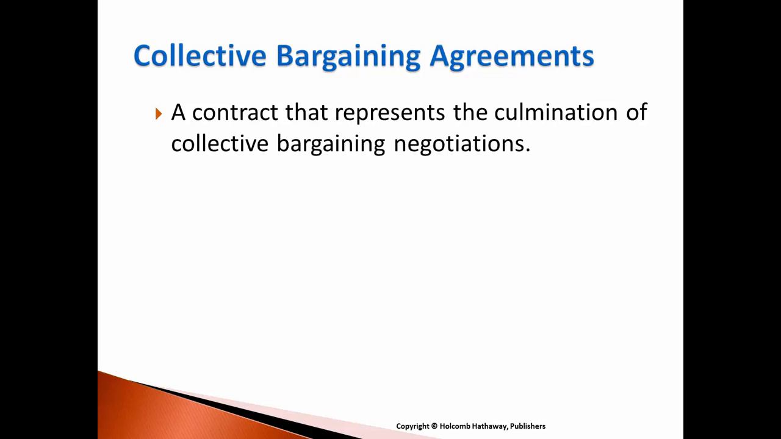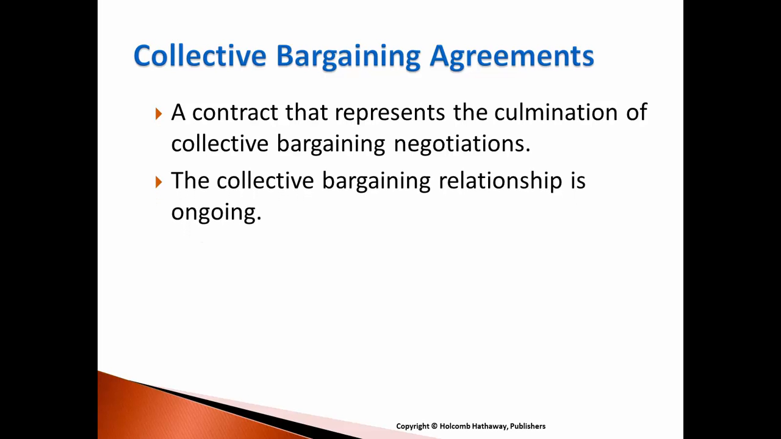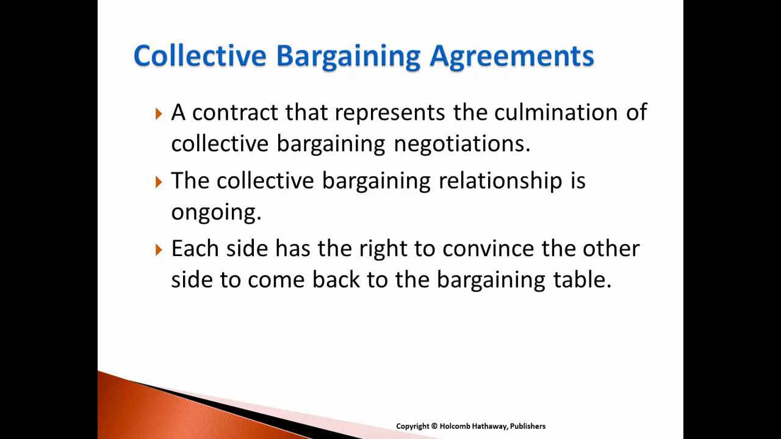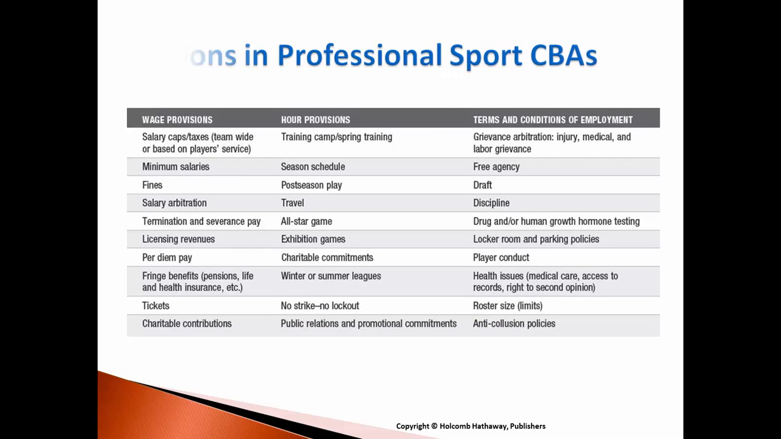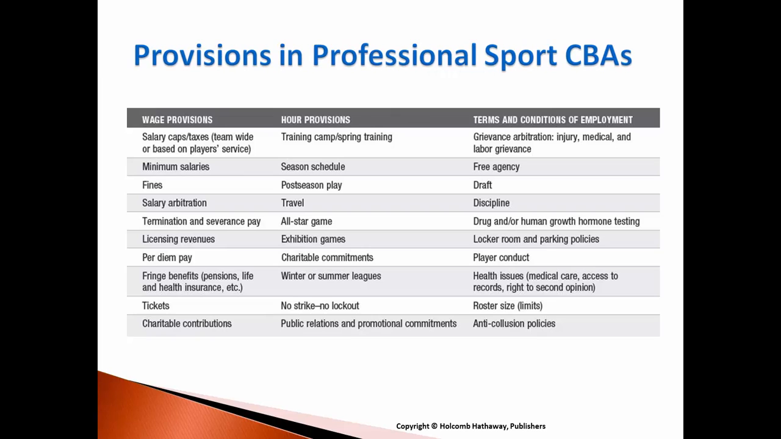The collective bargaining relationship is one that is ongoing. Each side has the right to convince the other side to come back to the bargaining table. And you can see that the NFL had a collective bargaining agreement in August of 2011. You can check that out on your own. Here are some provisions in professional sports collective bargaining agreements.